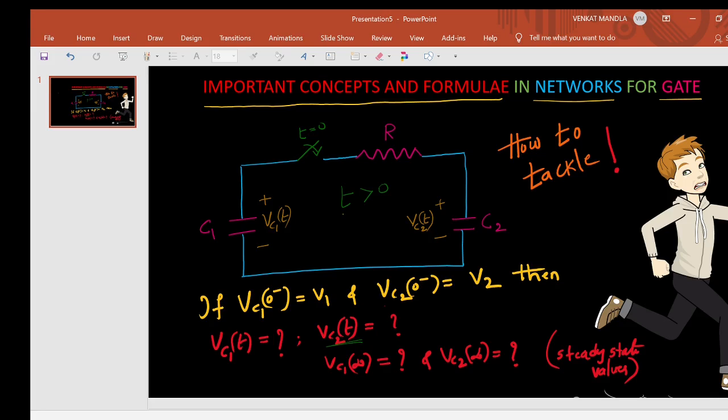This is the question. First, I will explain the question. So at time t equal to 0, the switch is closed. Before closing the switch, that is, when the switch is open, these two capacitors acquired some initial voltages. That is, these two capacitors are charged to some initial voltages.